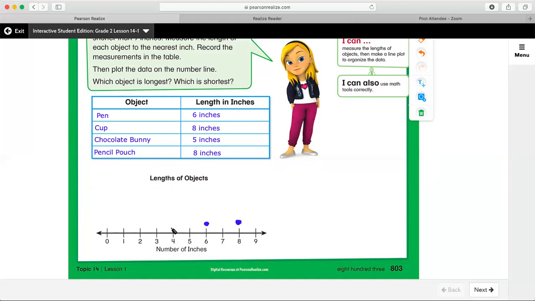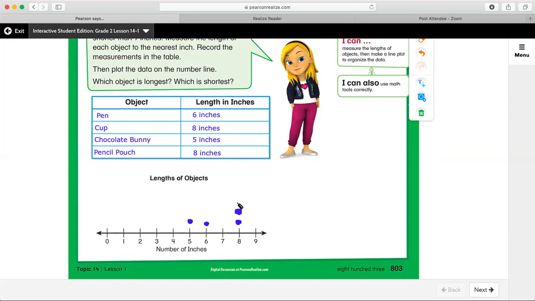My chocolate bunny was 5 inches. And my pencil pouch was also 8 inches. Now, I already have an object that's measuring 8 inches, so I'm going to put my next dot above it. I left a little bit of space and put it. This shows me on a line plot that there were 2 objects that measured 8 inches.